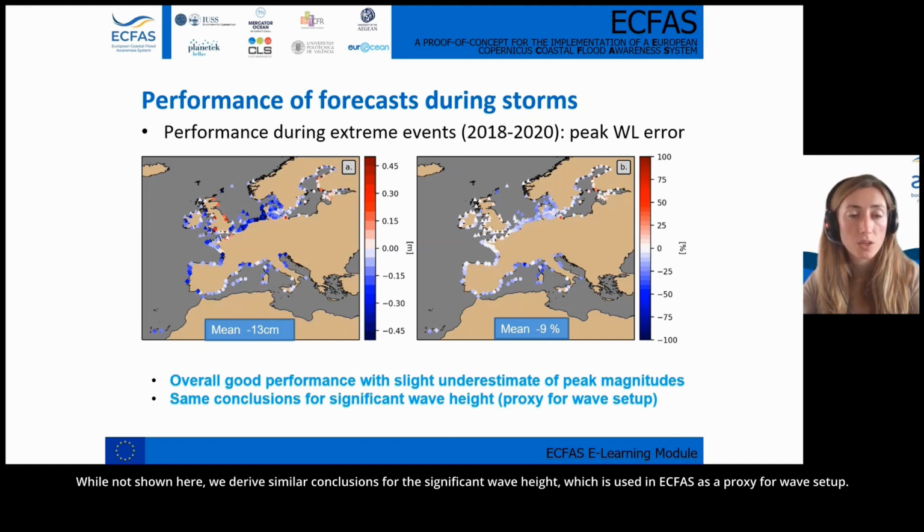And while not shown here, we derive similar conclusions for the significant wave height, which is used in ECFAS as a proxy for wave setup.